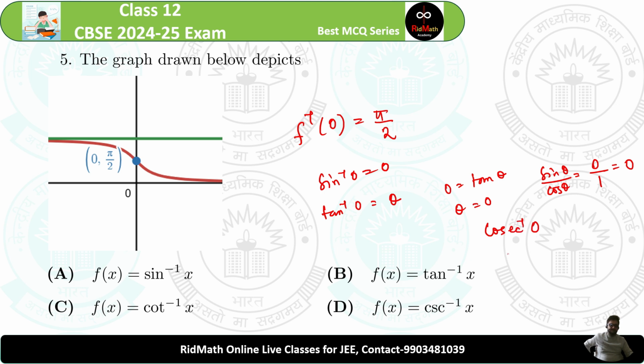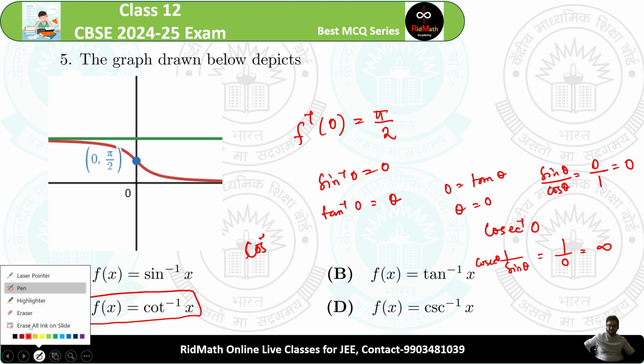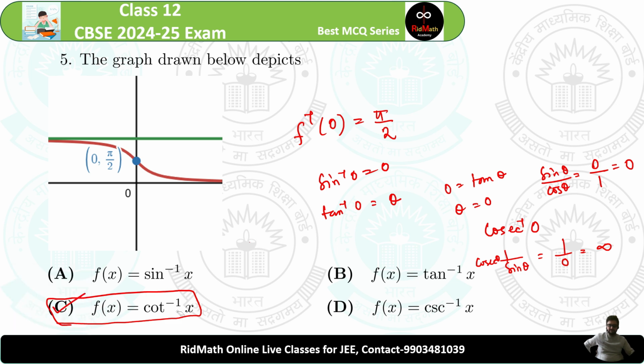Cosec inverse 0, because this is 1 by sin theta, that is cosec theta. That means at x equal to 0, this is 1 by 0, roughly infinity or undefined. That means what is left is cot inverse. So this is the graph of cot inverse, because what is cot inverse 0?